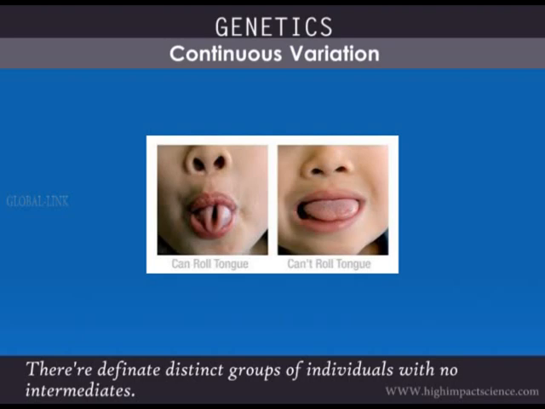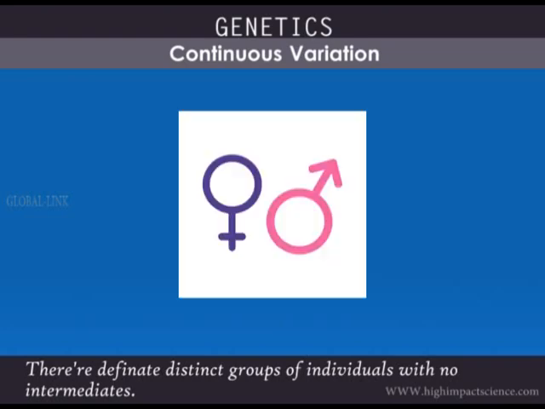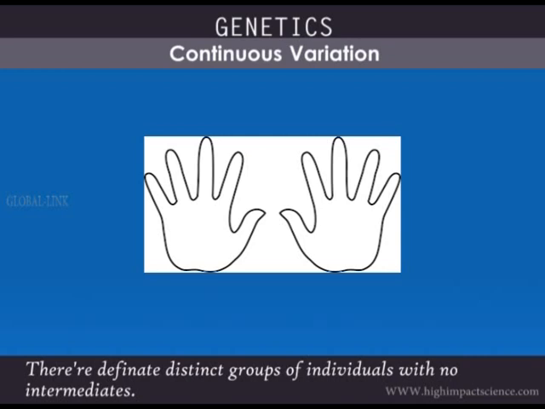It is the same with blood groups. You have one blood group or another. You cannot fall in between. Other examples include gender and handedness.